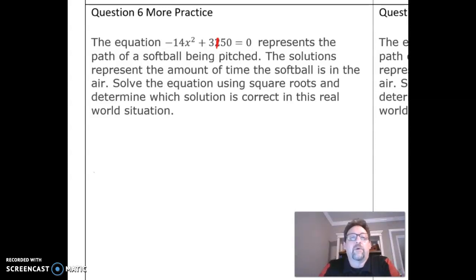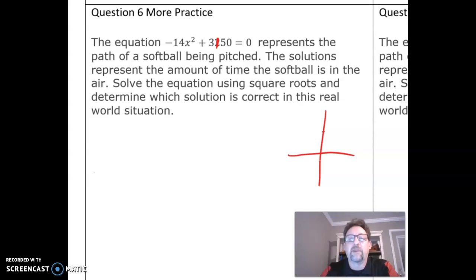All right, so question 6 says the equation negative 14x squared plus 3150 equals 0, and there was a typo in this, that's why it's fixed. It'll be right on the paper version if you have it. Represents the path of a softball being pitched.